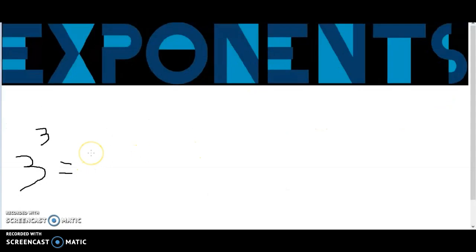Next comes exponents. So here we've got 3 to the third power, and we know that's the same thing as 3 times itself 3 times. So 3 times 3 is 9, times 3 again, that's 27.